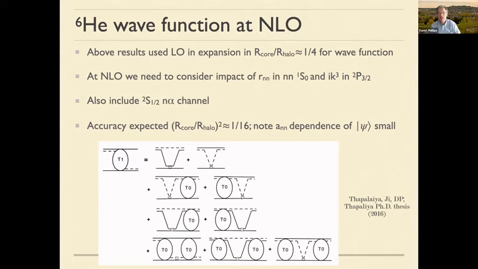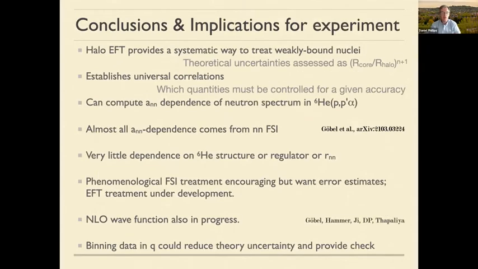But I don't think, honestly, that this is a big issue because the ANN dependence of the wave function is small. So this is a useful thing to do for reassurance, but I don't see this as being a source of any problems in terms of corrections to the theory we've already produced. So with that, I am done.